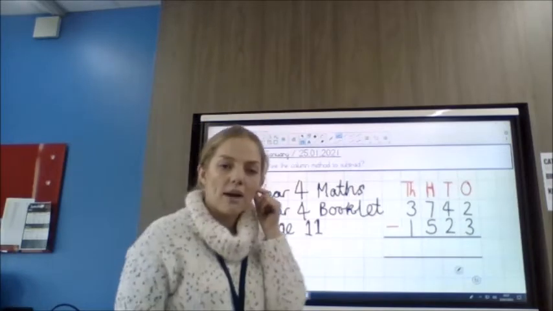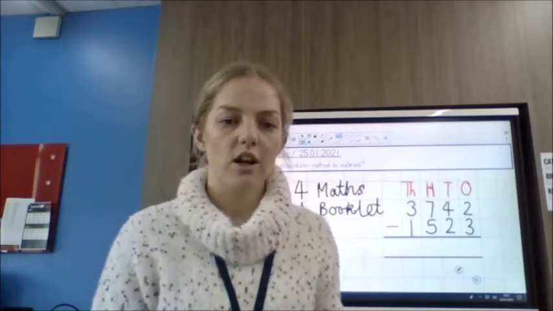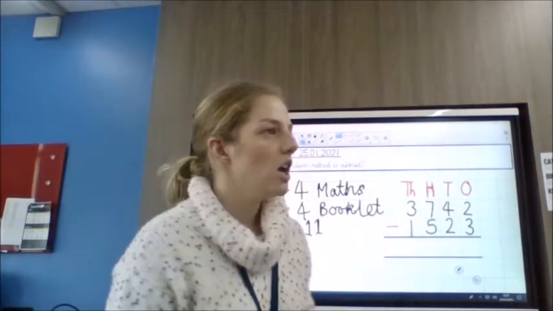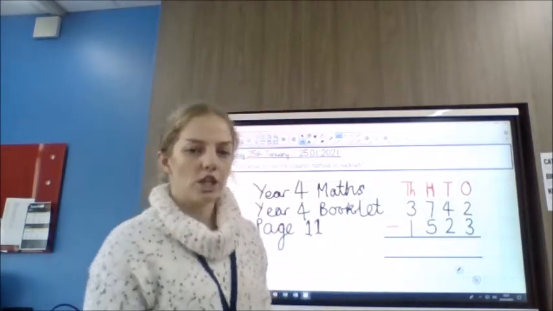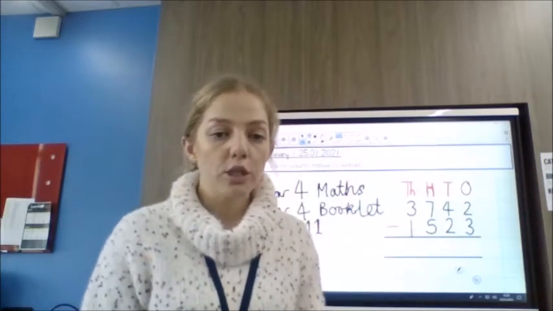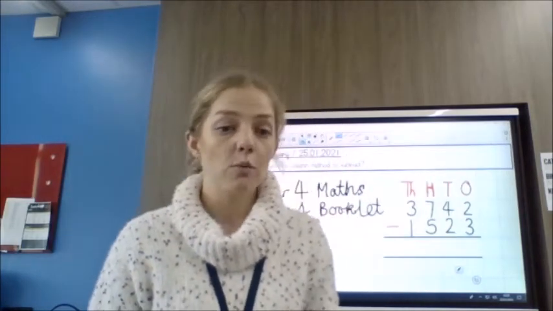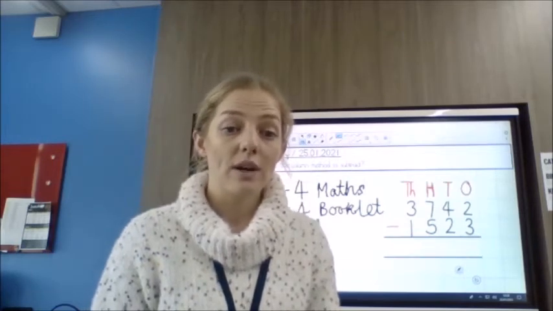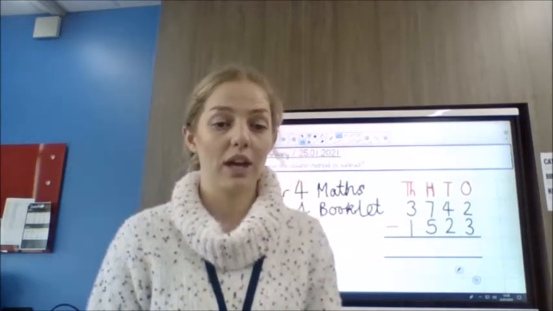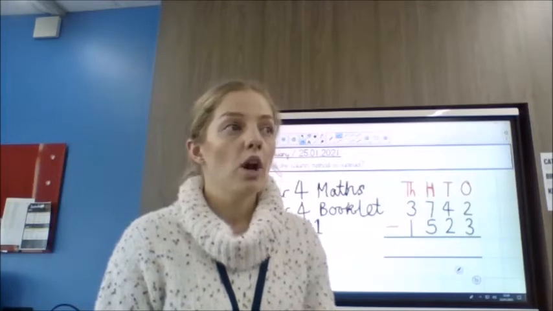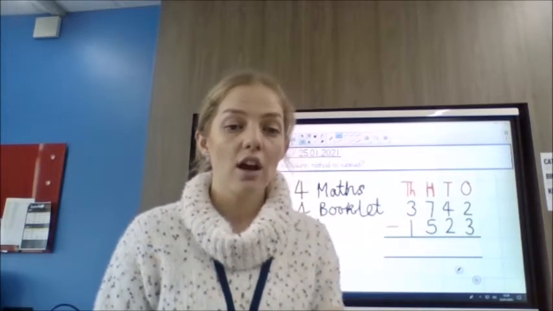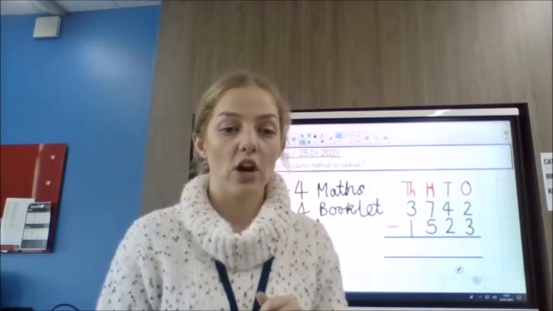Now I'm going to start in my ones column. That's where we always start when we do our column method, okay? So 2 take away 3. Can we do 2 take away 3? We could, but it would be a negative number, and we don't want a negative number in our answer. We need it to be a positive number, don't we? Okay, so we're going to go and exchange a 10 from the 4 tens that we have in our tens column.